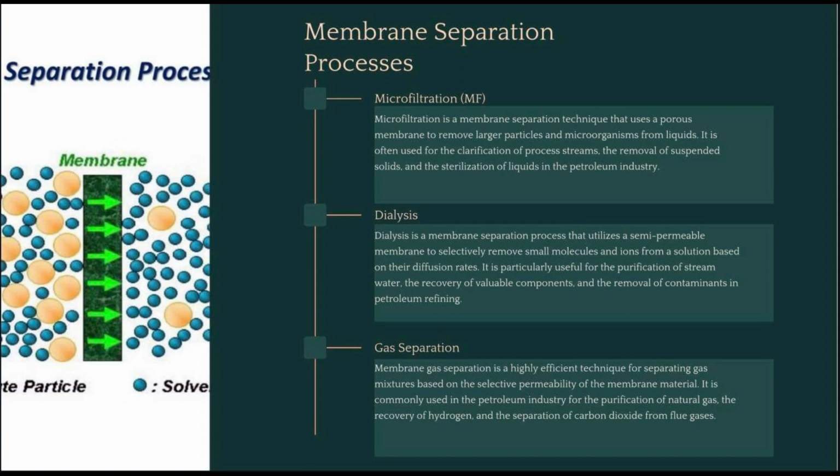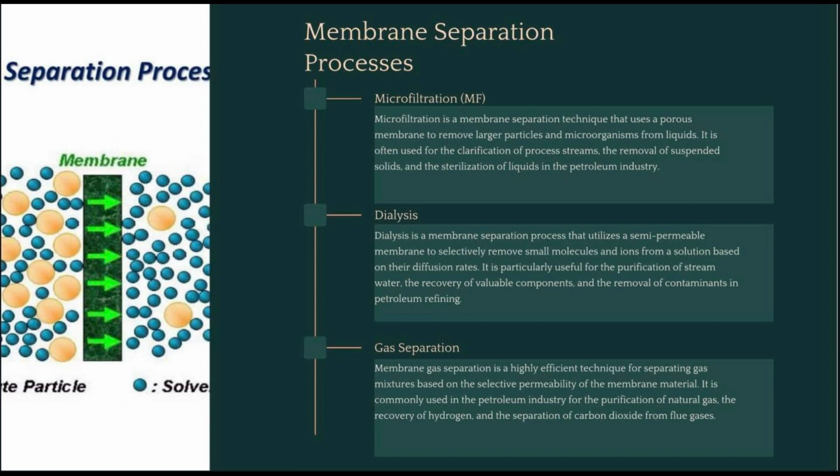Hello everyone, I will explain how different membrane separation techniques are used in the petroleum industry. We'll talk about three main methods: microfiltration, dialysis, and gas separation. Membrane separation techniques are used to remove unwanted particles, molecules, and gases from various mixtures. These methods help make petroleum products cleaner, safer, and more efficient. Let's start with microfiltration.